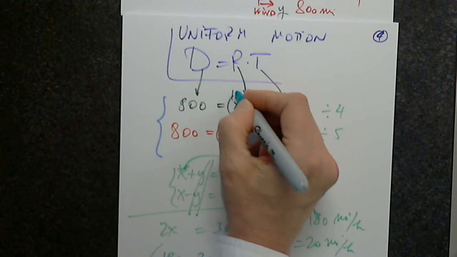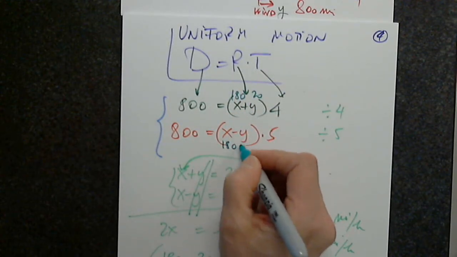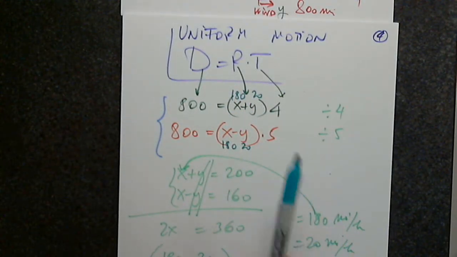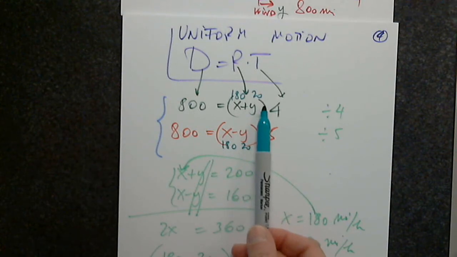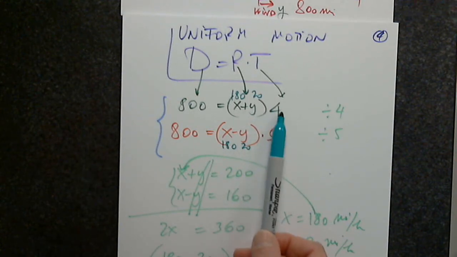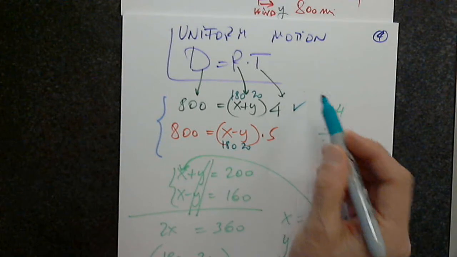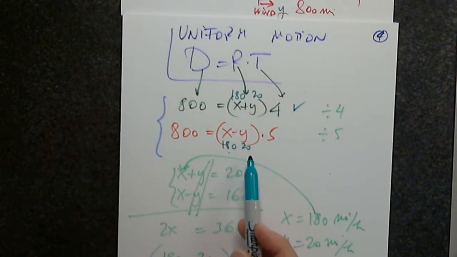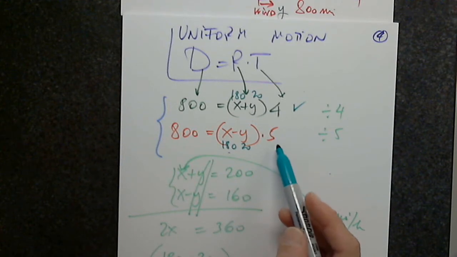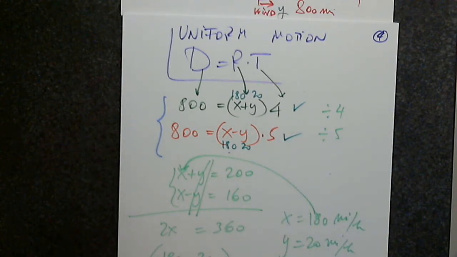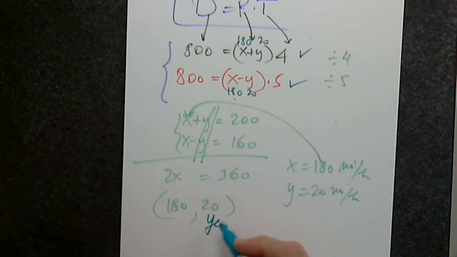So 180 and 20. How much is 180 plus 20? 200 times 4. Check. How much is 180 minus 20? 160 times 5. Check. 160, 16 times 5 is 80. Yep. So I will say definitely yes.